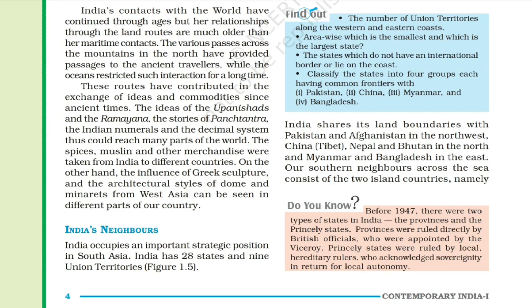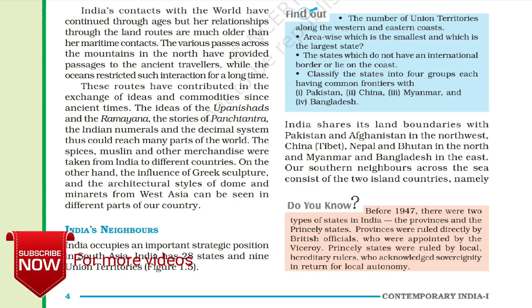India's contacts with the world have continued through ages, but her relationship through the land routes is much older than her maritime contacts. Why is it said so? Because in the earlier, historical times, India was only accessible through the Silk routes, which extended from China to Europe. The various passes across the mountains in the north, the Himalayan mountains, provided passages to the ancient travelers, while the oceans restricted such interaction for a long time. Since the oceans were so vast, people weren't up to traveling through oceans. These routes contributed to the exchange of ideas and commodities since ancient times.